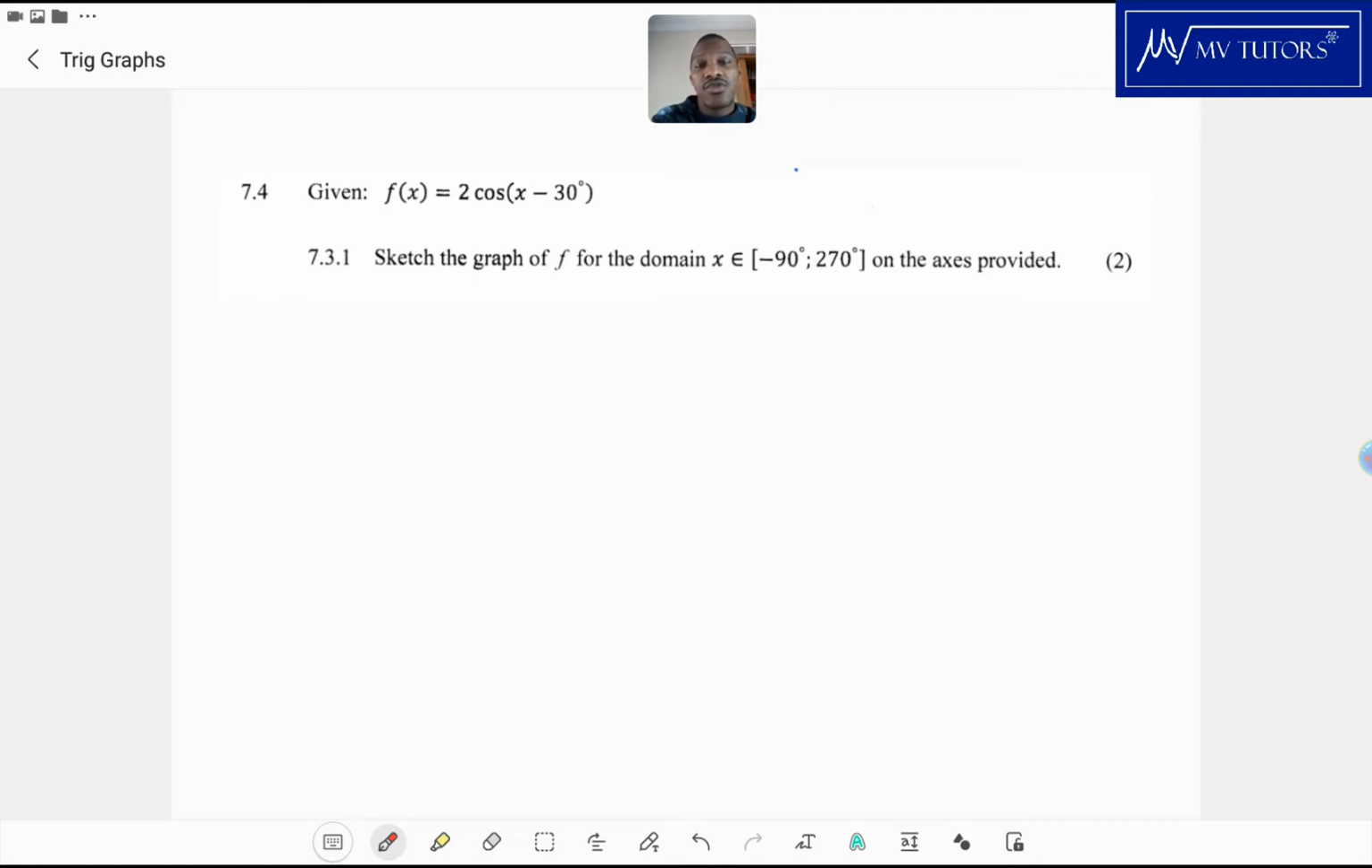Other than that, today we are doing trig graphs. That's right. And if you look at this question here and you see that perhaps you might not be able to draw this graph, then stick around and let's learn the principles that you will need to know in order to solve this problem.